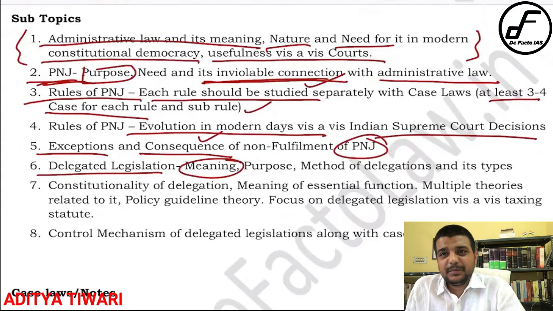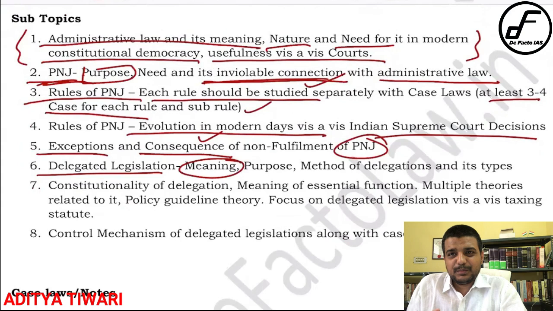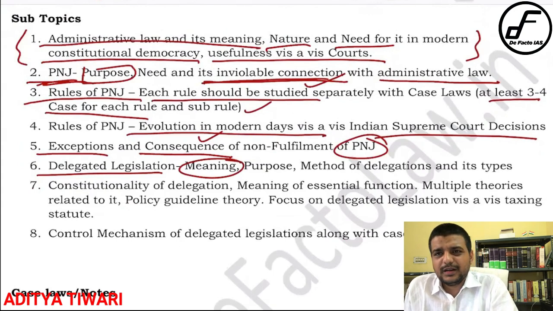Delegated legislation basically means that if you are a legislative authority, or a legislative body, then you have delegated that power to someone else. We can find multiple examples of delegated legislation, in the olden days, in the British days also. CrPC 144 is the most used example of delegated legislation.